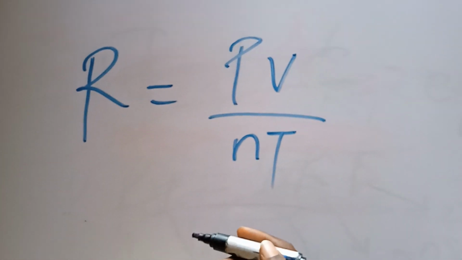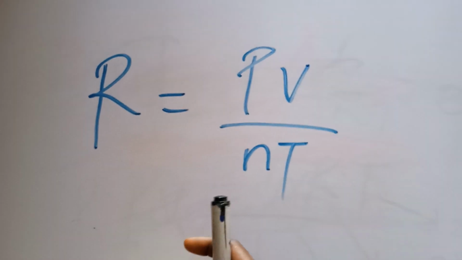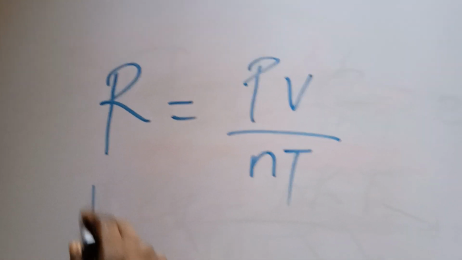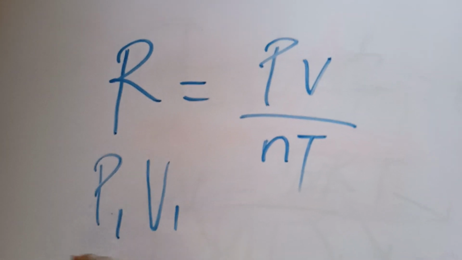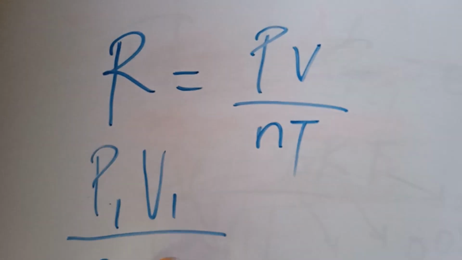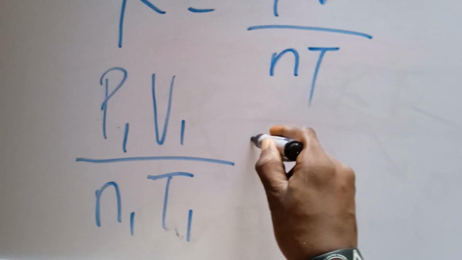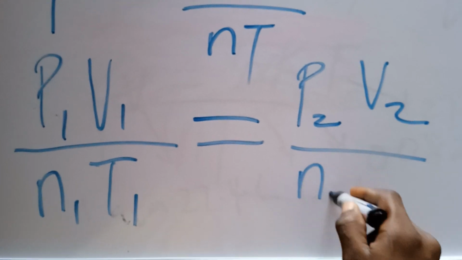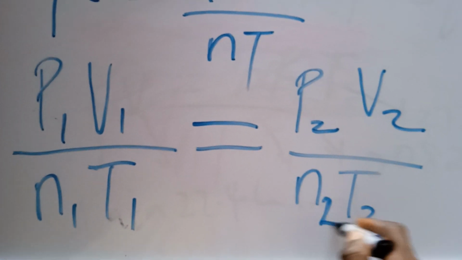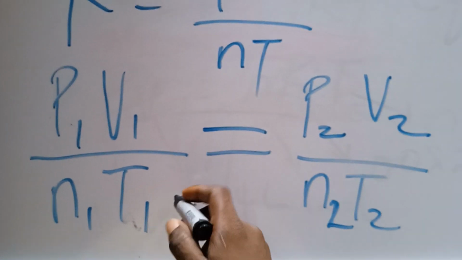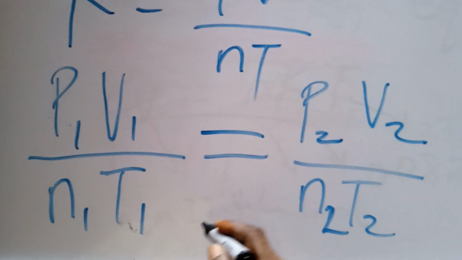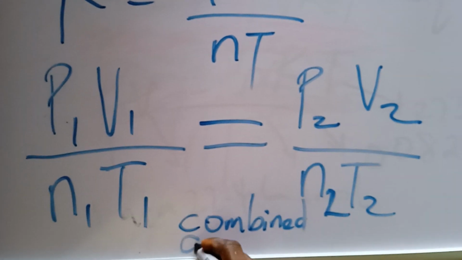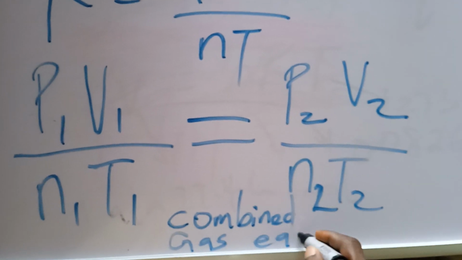Now you know that in every closed system, what you put in initially must equal what you have at the end. So for that reason, initial pressure, initial volume, initial moles, initial amount of substance, and initial temperature must equal the final pressure, final volume, final moles, and final temperature. This gives us the first law, which we call the combined gas equation.